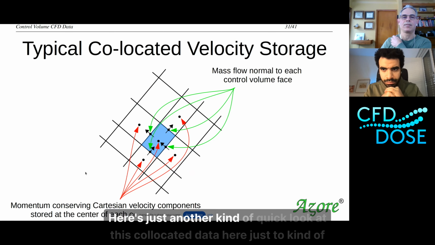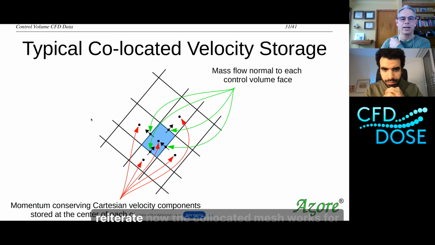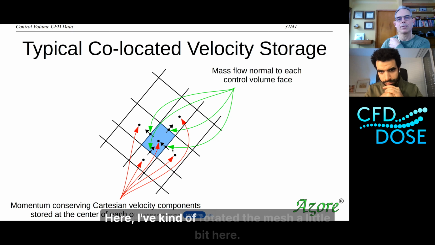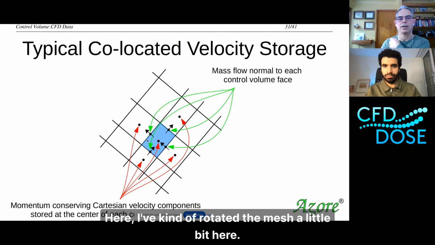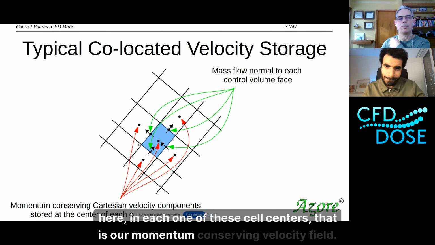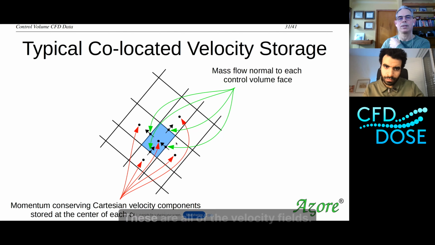Here's just another quick look at this collocated data, just to reiterate how the collocated mesh works for the control volume method from the collocated standpoint. Here, I've rotated the mesh a little bit, and at each one of these cell centers, that is our momentum conserving velocity field. These are all of the velocity fields.